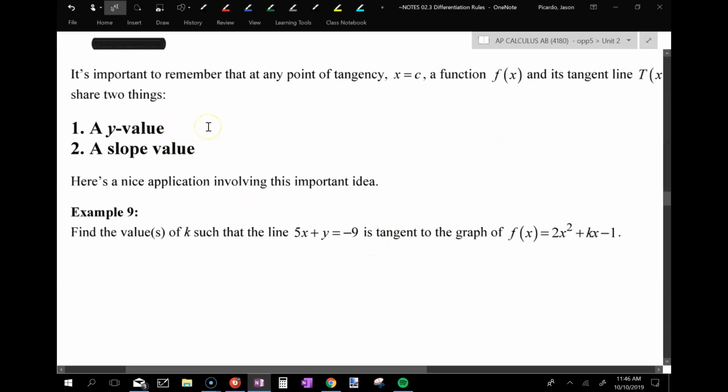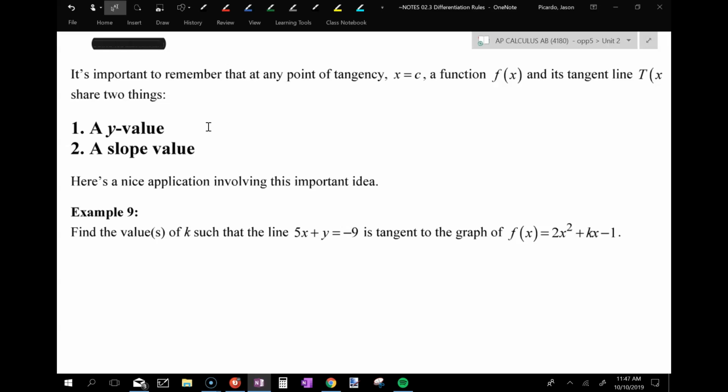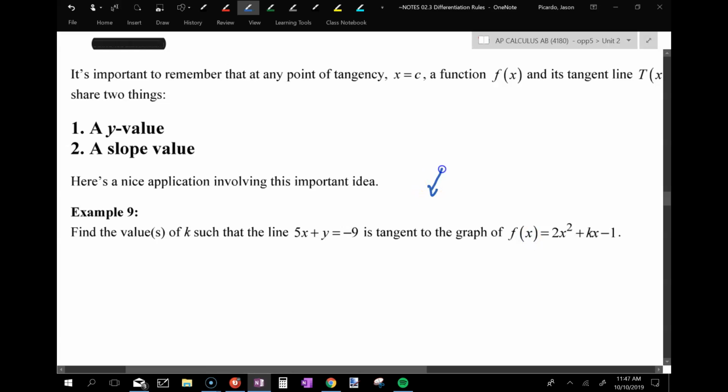All right, so we know that a function has a point of tangency. If I was to draw this out really quickly and say here is f of x, and here is a value of c, okay? Here's what this is saying, guys.